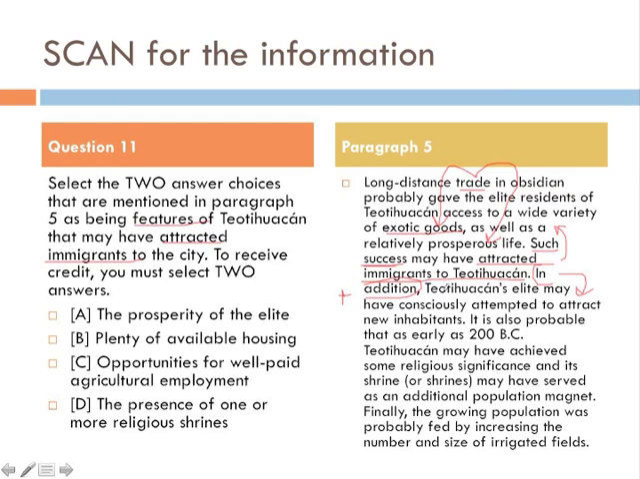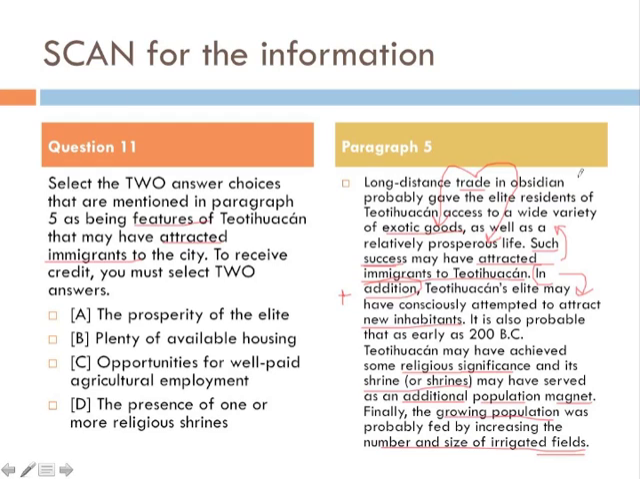Well, it also seems that that particular set of residents, the elite, also tried to attract these new inhabitants. It is also probable that as early as 200 BC, they may have achieved some religious significance. And its shrine or shrines may have served as an additional population magnet. Finally, the population, again, was probably fed by the irrigated fields.